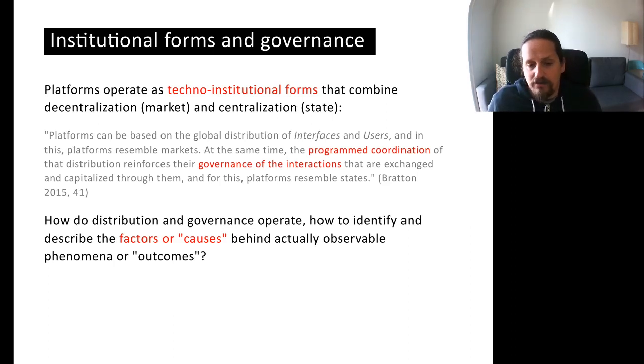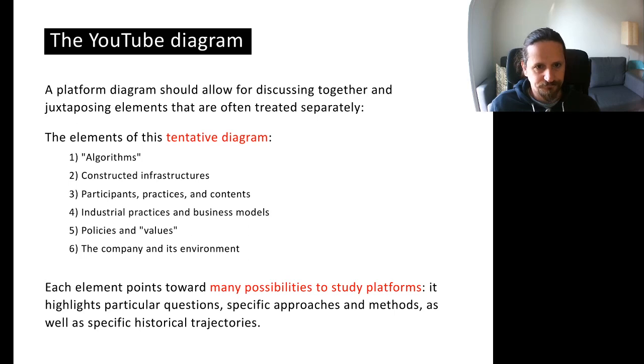But at the same time, there are people on these platforms, and they do things. So one of the difficult questions is really what is going on on platforms? It's really hard to know, right? Traditional mass media were also not easy to study, but with something like YouTube, how many channels are there? What kind of content is there? What is the role of the platform? What is the role of users? What are the factors or the causes behind what we actually see on YouTube, what you could call the outcomes?